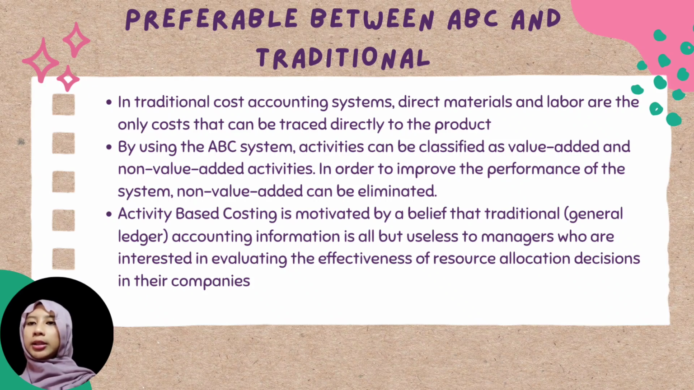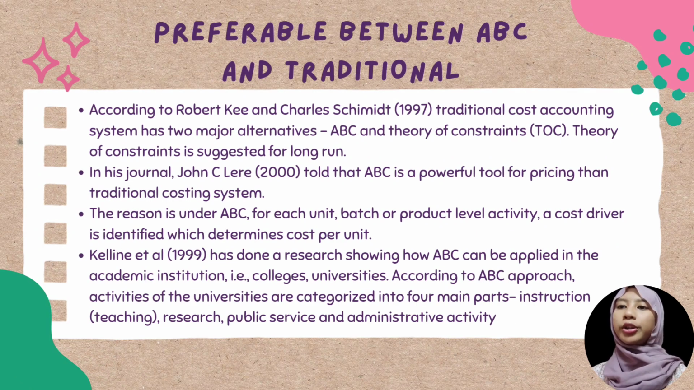Activity-based costing (ABC) is motivated by a belief that traditional general ledger accounting information is almost useless to managers who are interested in evaluating the effectiveness of resource allocation decisions in the company. According to Robert Kee and Charles 1997, traditional cost accounting systems have two major alternatives, ABC and theory of constraints. Theory of constraints is suggested for the long run.